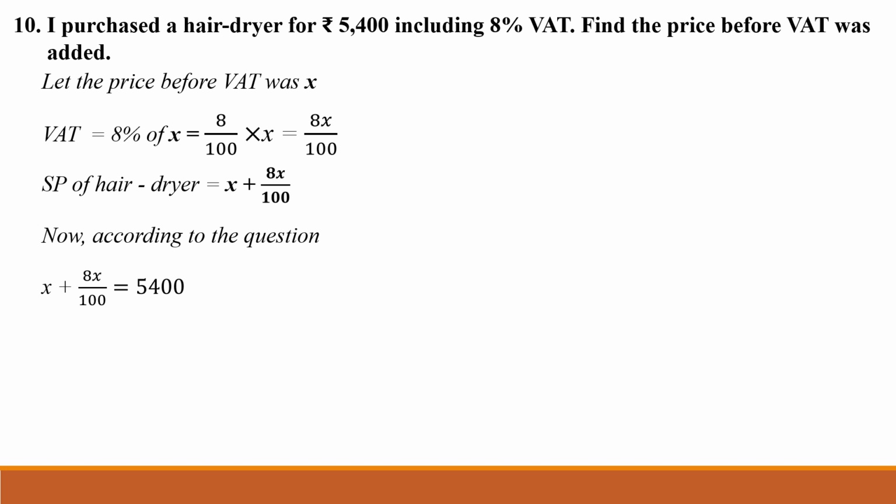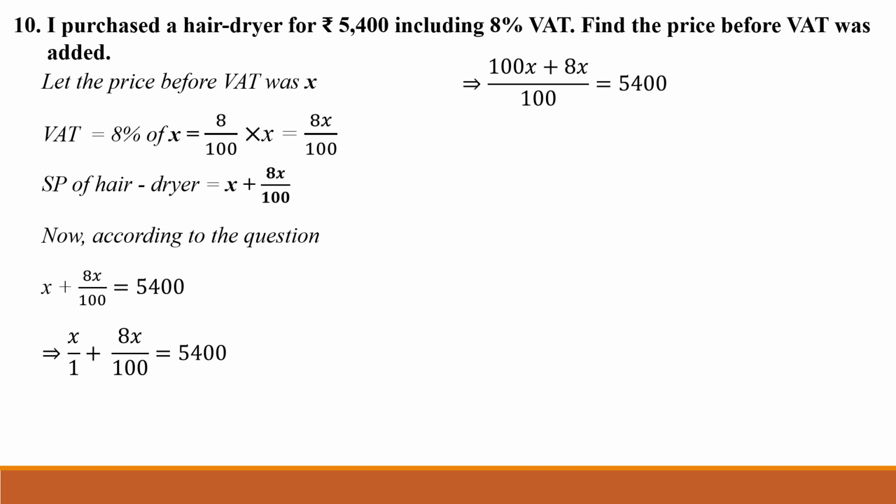First of all, we will take the LCM on the left hand side. So the LCM will be 100. And then if we simplify it further, we will get (100x plus 8x) by 100 is equal to 5,400. 100x plus 8x is equal to 108x. So you will get 108x by 100 is equal to 5,400.